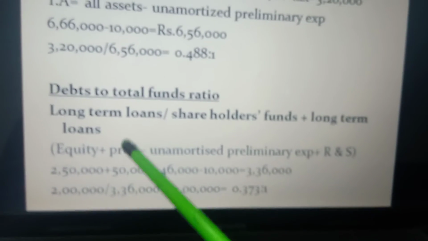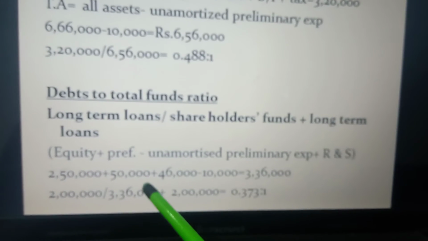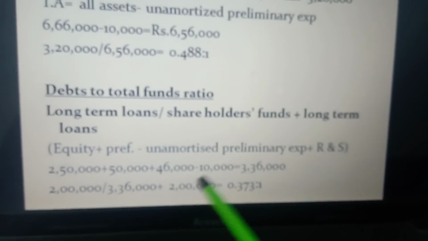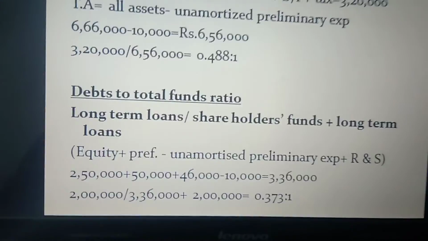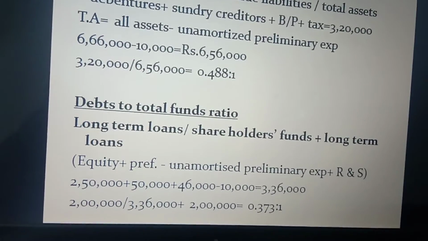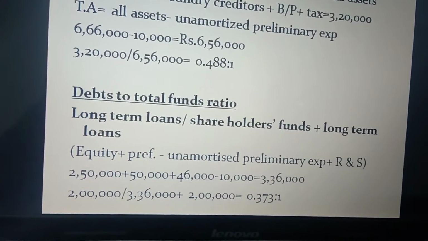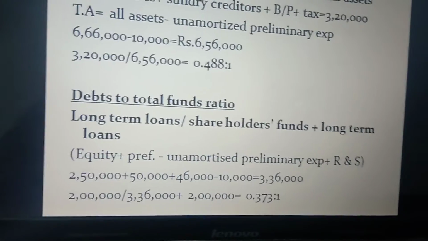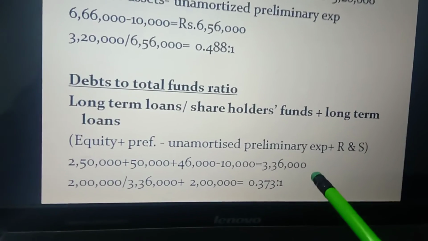So 2,50,000 the equity share capital, preference share capital 50,000 plus 46,000 the reserve and surplus, and from this the unamortized preliminary expenses would be minus, that is 10,000. So we are getting 3,36,000.